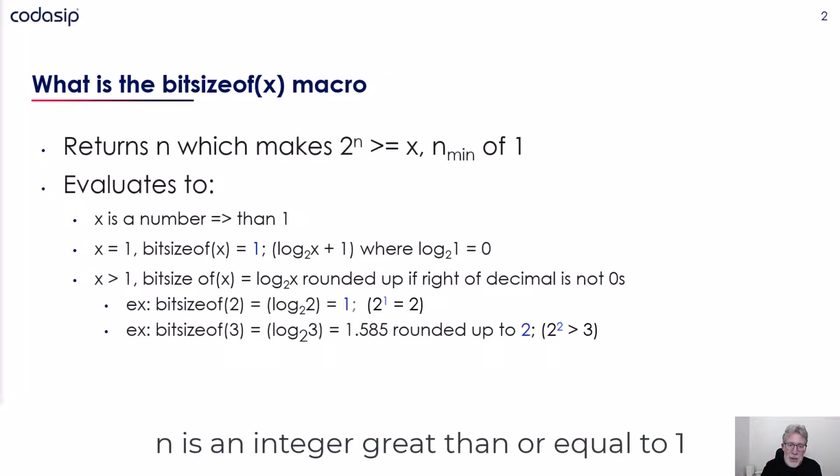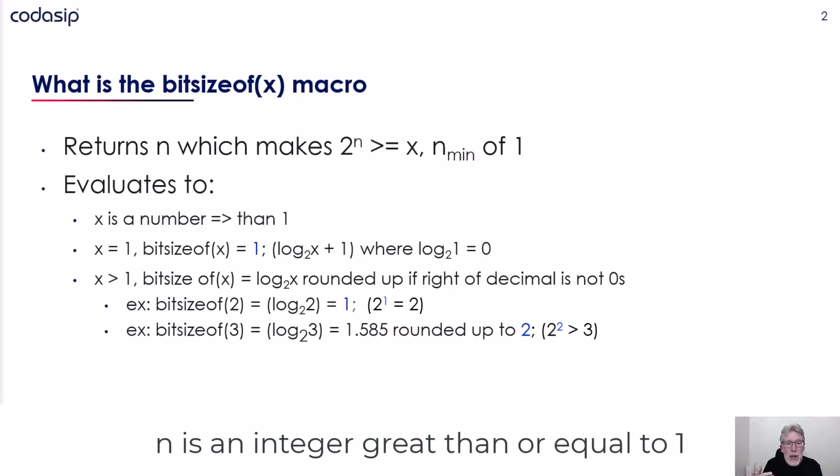Now as an example, let's take a look at where x equals 2. Log 2 of 2 is 1, and that has nothing to the right of the decimal, so n will be 1. On the other hand, log 2 of 3 is 1.585, and so n needs to be 2. So 2 to the 2nd power is 4, which is greater than or equal to 3.